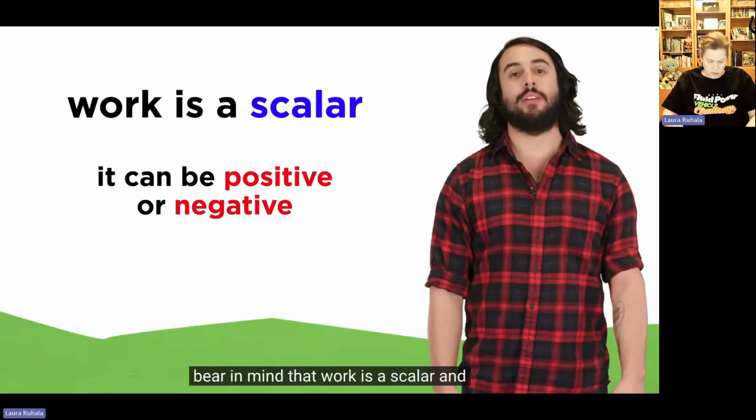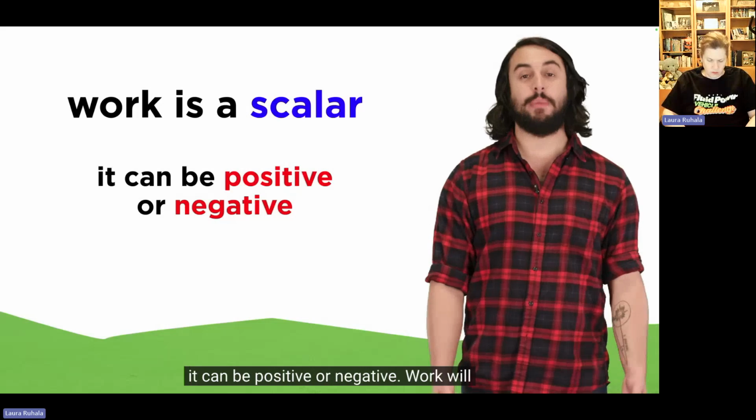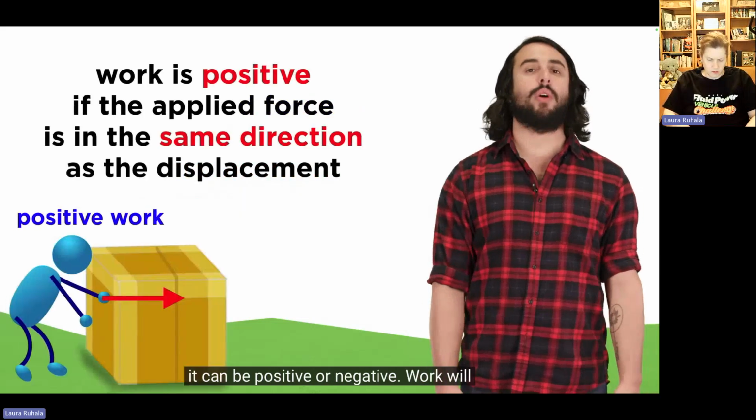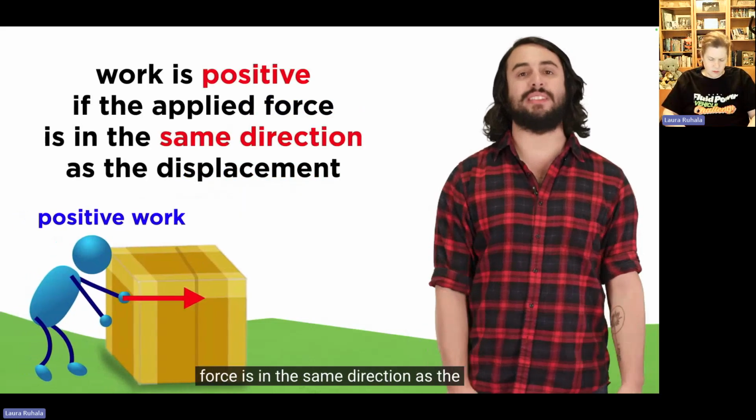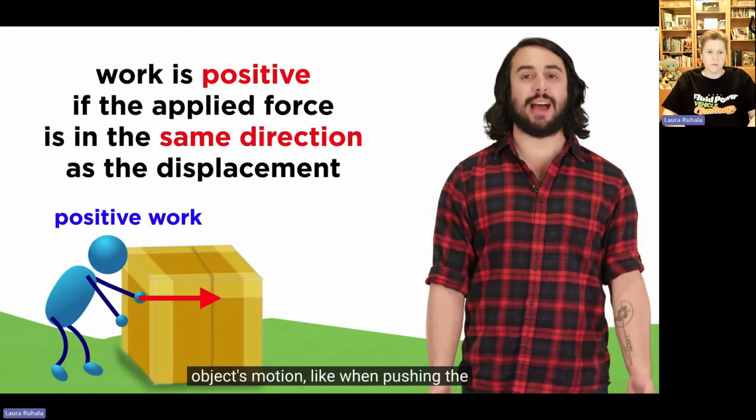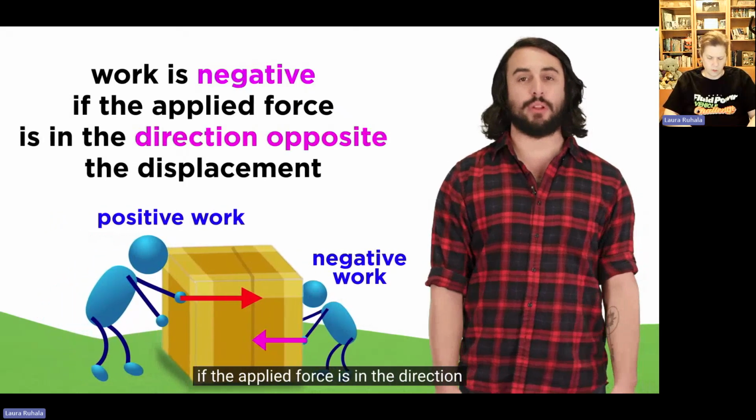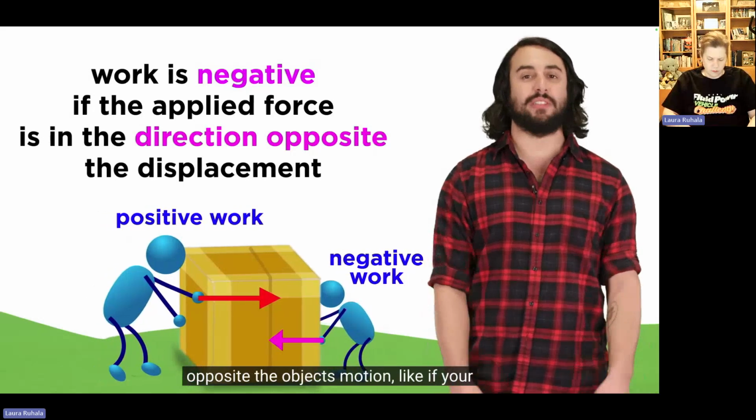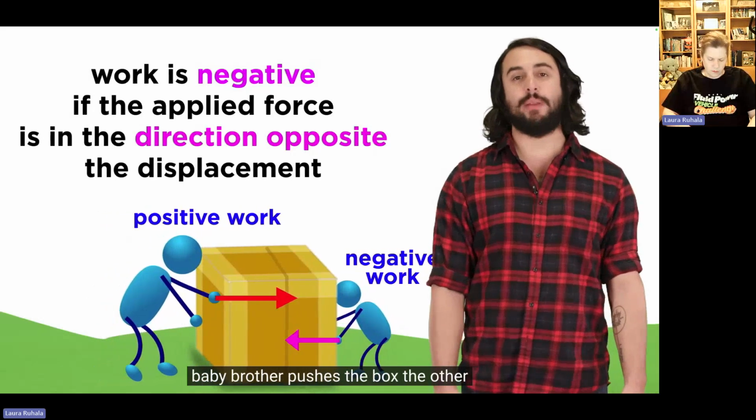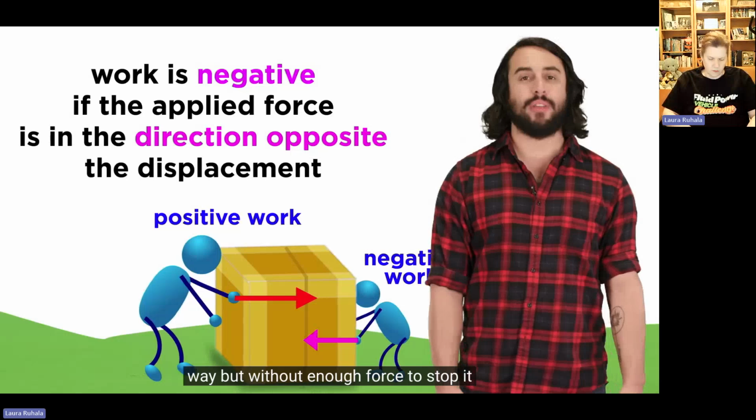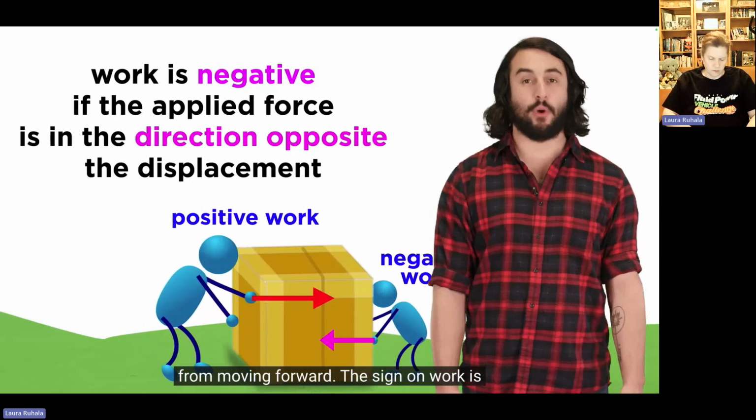We must bear in mind that work is a scalar, and it can be positive or negative. Work will have a positive value when the applied force is in the same direction as the object's motion, like when pushing the box, and work will have a negative value if the applied force is in the direction opposite the object's motion, like if your baby brother pushes the box the other way, but without enough force to stop it from moving forward.